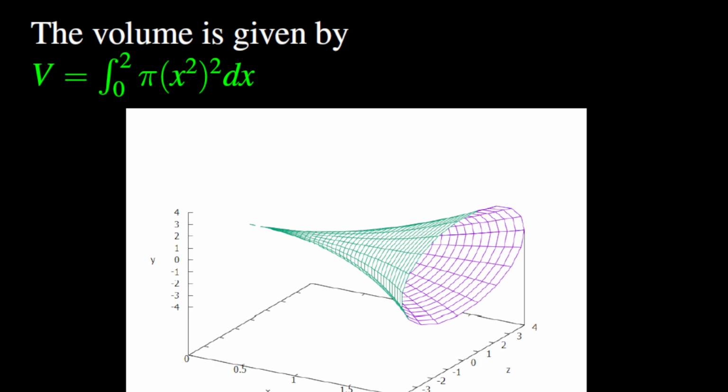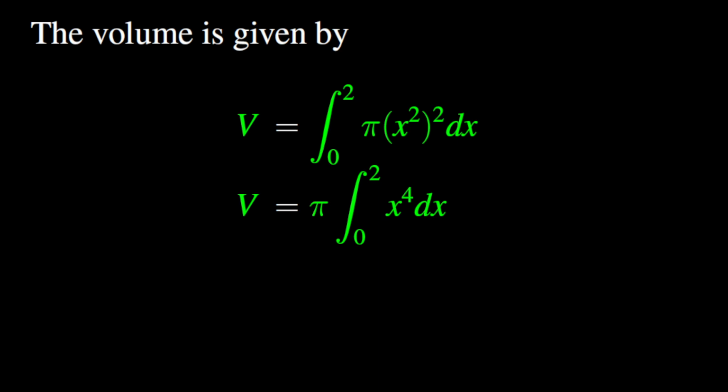The volume is given by the integral of the cross-section area from 0 to 2. This is the integral from 0 to 2 of pi times x square, squared. The volume is pi times the integral from 0 to 2 of x to the power 4 dx.